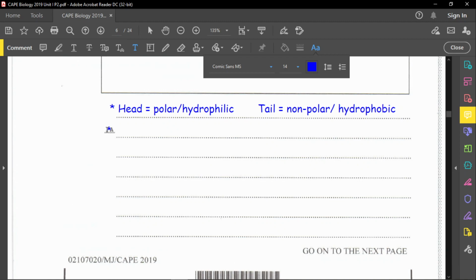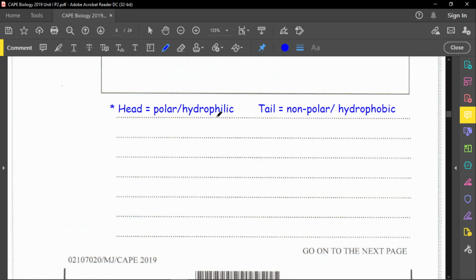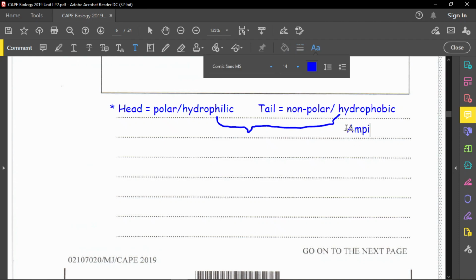And what I could also mention, because the phospholipid itself has hydrophilic and hydrophobic ends, is that they call it amphipathic. Let me put it right here for you real quick. Because it's hydrophilic and hydrophobic at the same time, this is what they call amphipathic. Just to make a mention of that.